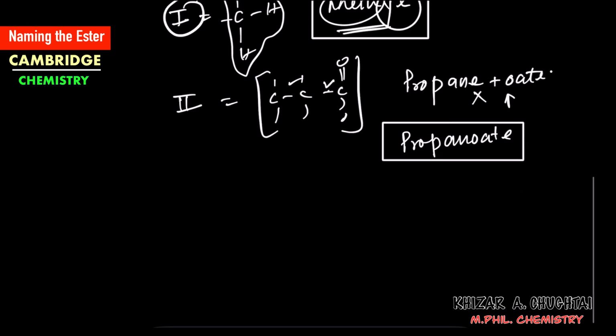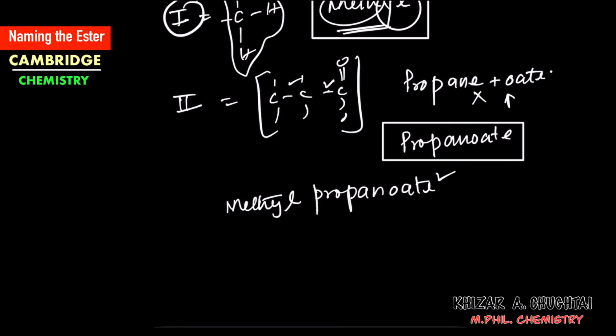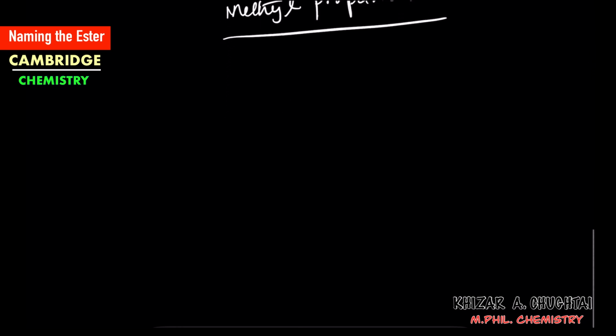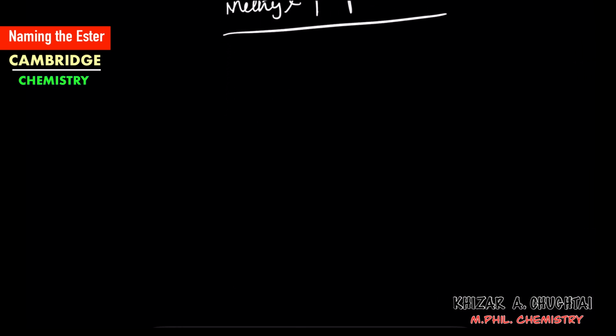So overall it is methyl propanoate. Similarly, just have a look at another example. For example, I have this ester, and it has overall 2 carbons. Once again, I am supposed to cut this molecule into 2 halves.